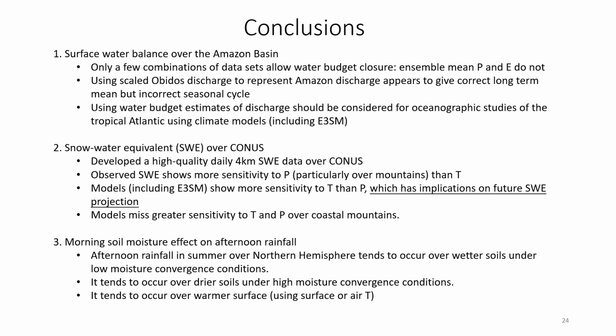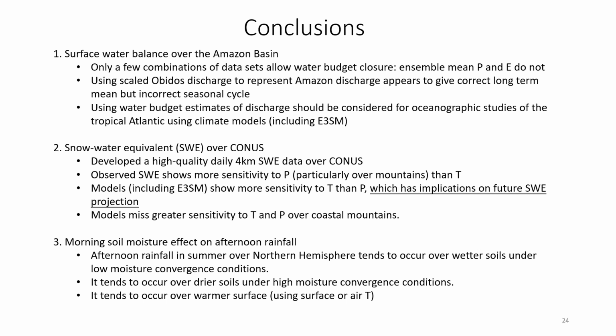Go to the conclusions. For the surface water balance over the Amazon basin, the first key point is that the usual approach of using ensemble mean individual variables such as precipitation and evaporation, which do not close the water balance, is not a good idea. Our approach of selecting combinations of data sets gives us a better way to use the observational data sets for current and future model evaluations. Second, using the scaled Obidos discharge to represent the whole Amazon discharge appears to give the correct long-term mean but an incorrect seasonal cycle. This has direct impact on the ocean salinity simulation. And the third point is again linked to the ocean salinity simulation.